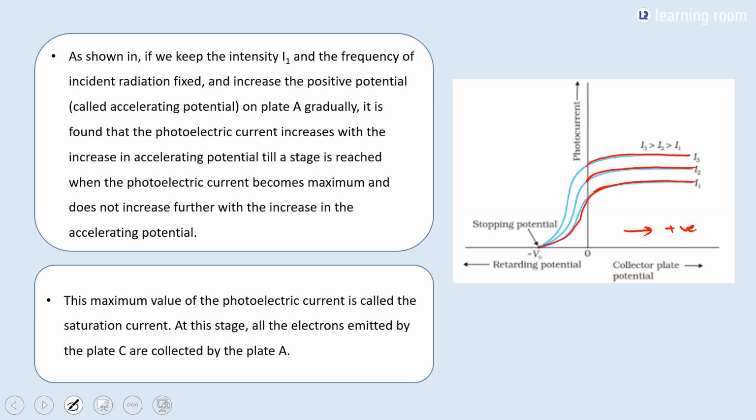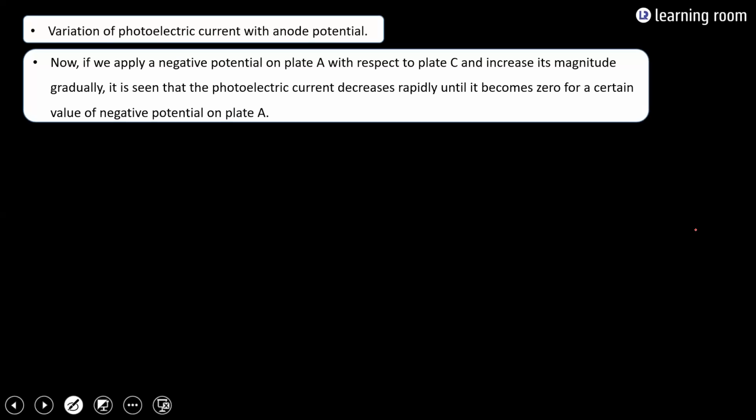So when you're giving the accelerating potential, when the potential on the anode plate is given in a positive way, I told you that the current will attain a saturation value, and that maximum value of the photoelectric current is called the saturation current. And at this stage, all the electrons that were emitted get collected at the collector plate, right? So this is what happens.